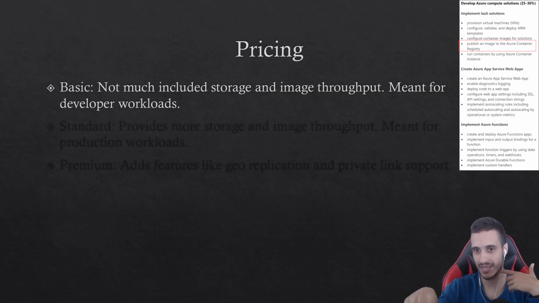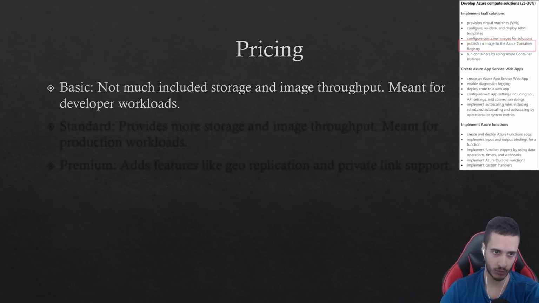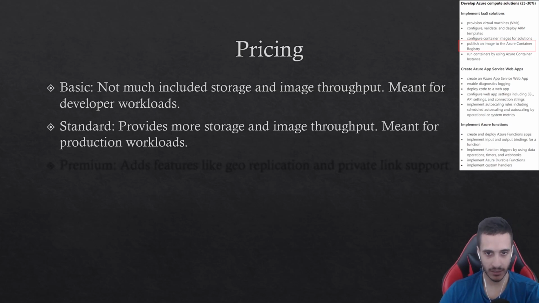So that's known as the image throughput. In this case, you don't have much of it on the basic tier. Again, this is just meant for developer workloads, not for production. The standard tier provides more storage and image throughput, and this is actually meant for production workloads.